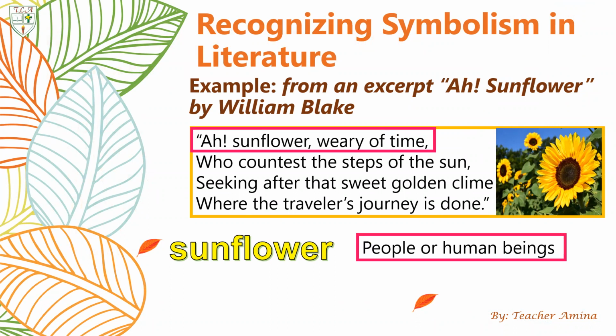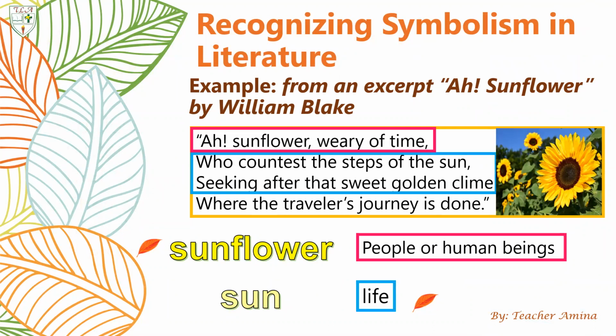Okay, and the sun, so we can see it here, a sunflower weary of time. And then the sun symbolizes, represents the life. Okay, which we can see here from who counted the steps of the sun, seeking after that sweet golden clime. Okay, this poem symbolically refers to the human being's life cycle and their desire for a never-ending life.